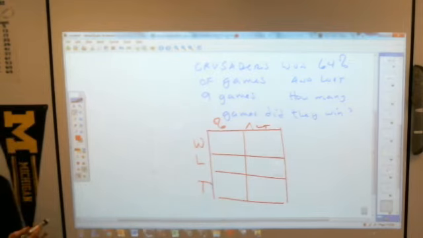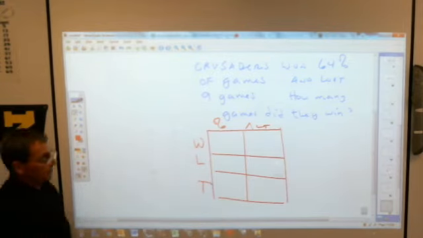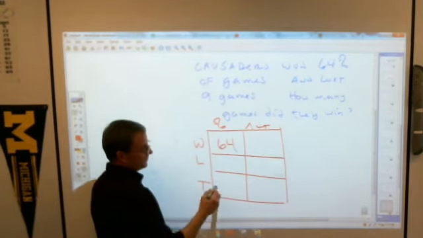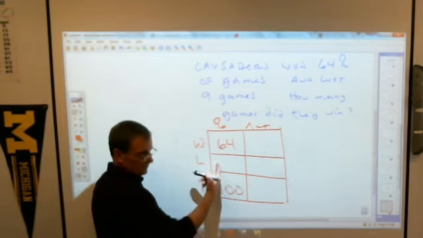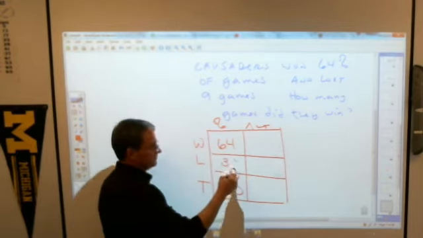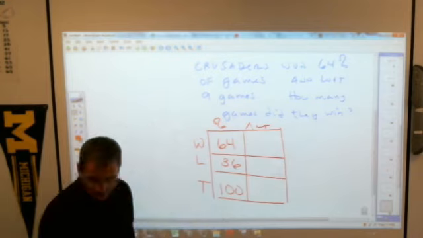Everybody started out with this, please say yes. Yes. Alright, first thing they give you is the percent of games won. There should have been a 64 here, and we talked about total is always 100, which means you can figure this one out, which is 36%. We good so far? Yes.